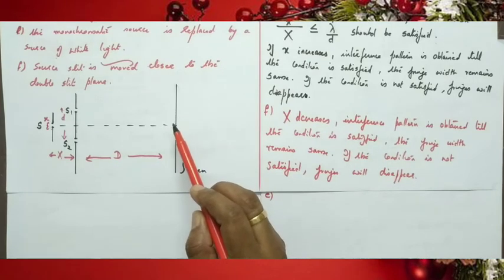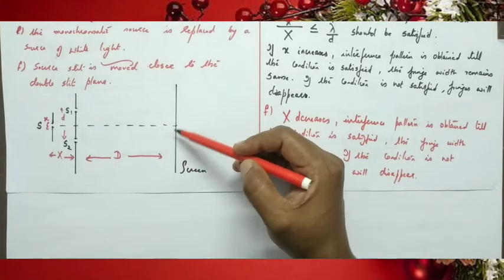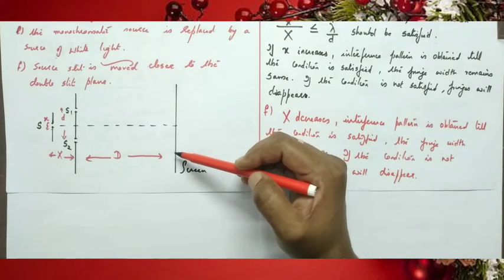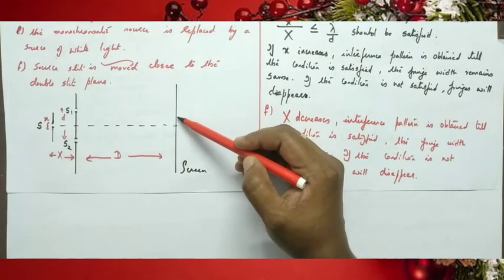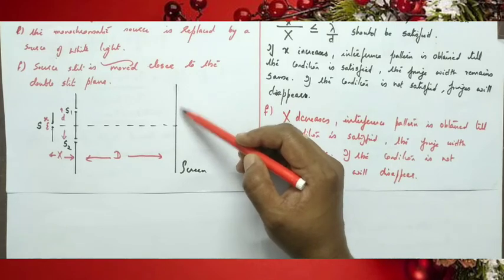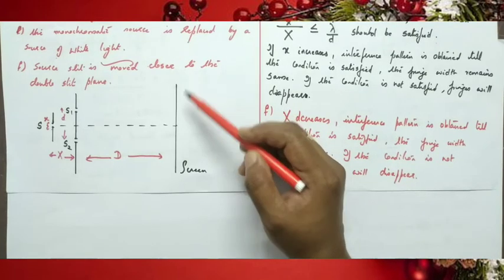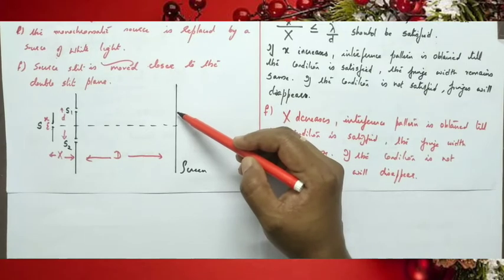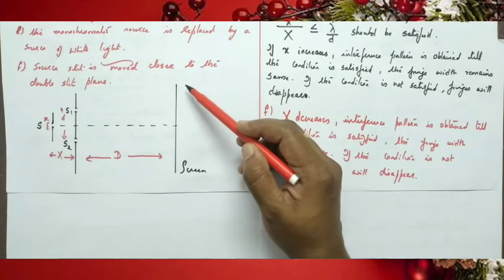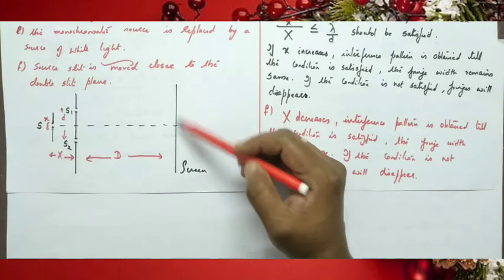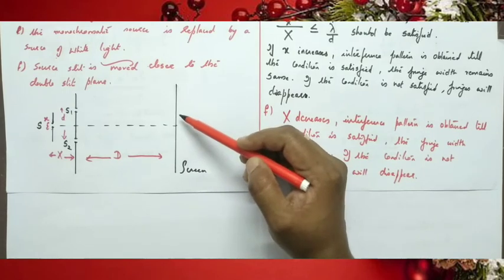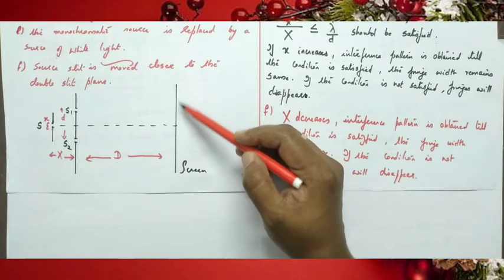So, the center region is always white. On either side, colored fringes are formed. Closer to the central white, red color is formed and the farthest will be blue. That means on either side of the center, white colored fringes are formed. And after some point it will be fully illuminated.